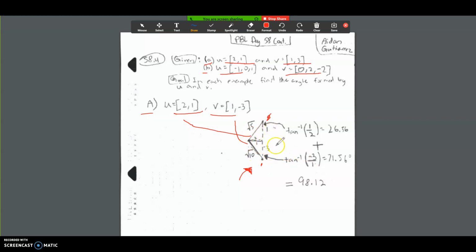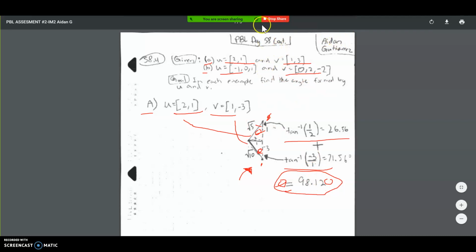From this example, I created equations: inverse tan of 1 over 2 equals 26.56, and then I added that with v's equation, inverse tan of -3 over 1, which is also -3, equals 71.56 degrees. I ended up with a value of 98.12 degrees, which would be theta right here, because these two angles would have been the same because they're theta. So that's what I got for section A.